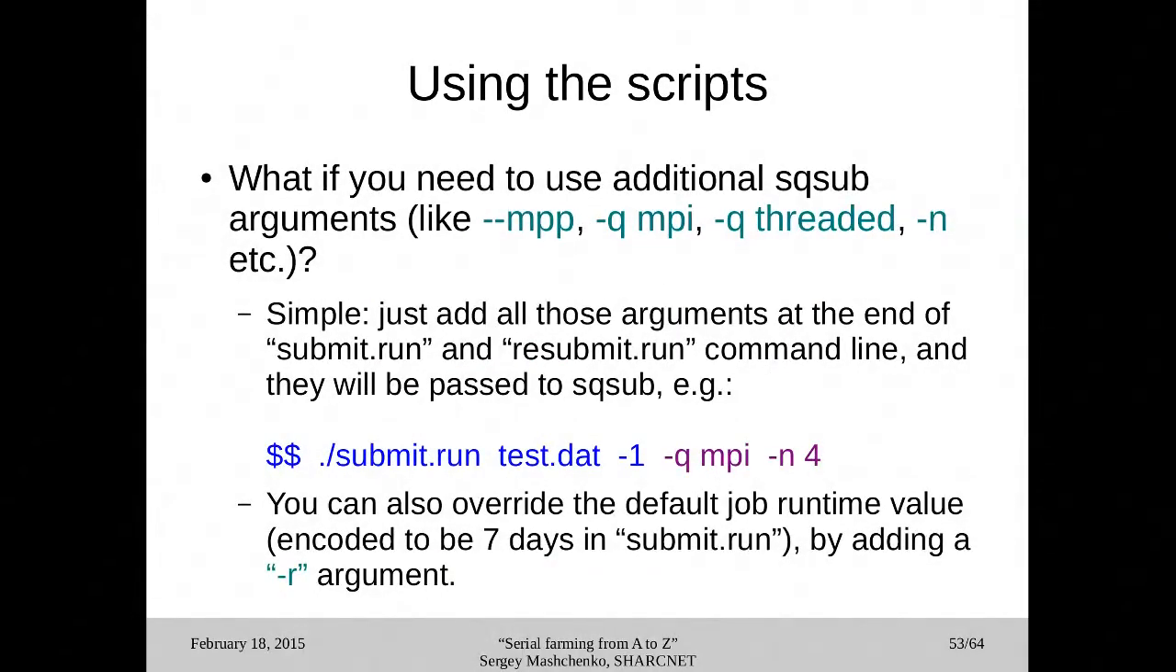A couple of words, what if you have to use advanced SQSub features? What if you want to do parallel farming, if your code is actually parallel? You can pass all the SQSub arguments to my submit.run, resubmit.run scripts by appending them as last arguments on the command line. So as shown here, you can add -q MPI -n4, and then submit.run will pass along those SQSub arguments to SQSub commands internally.